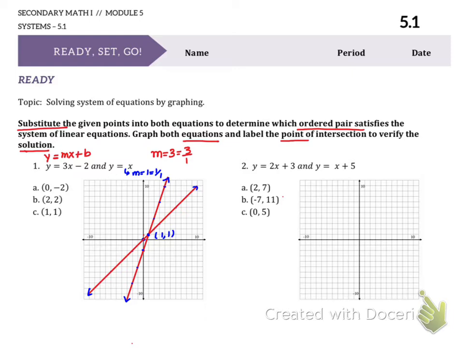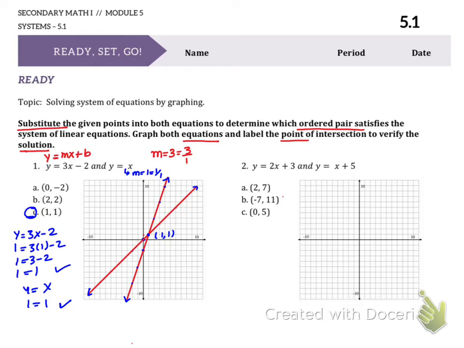So when I have to check the ordered pair which satisfies, I'll start checking C first, and my equation is y equal to 3x minus 2. I just plug in (1, 1). So 1 equal to 3 times 1 minus 2. 1 is 3 minus 2, and 1 is 1. That's true. That's correct for one equation, and the other equation is y equal to x. Y is 1 and x is 1. That's also true. It means C is the correct answer. If you want, you could go ahead and check the other two answers as well.